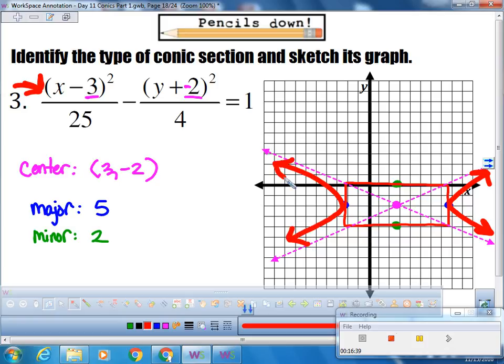That's it. They have to touch the point because this is kind of like a vertex. It's like it has dual vertexes, right? But they can never touch the asymptote.